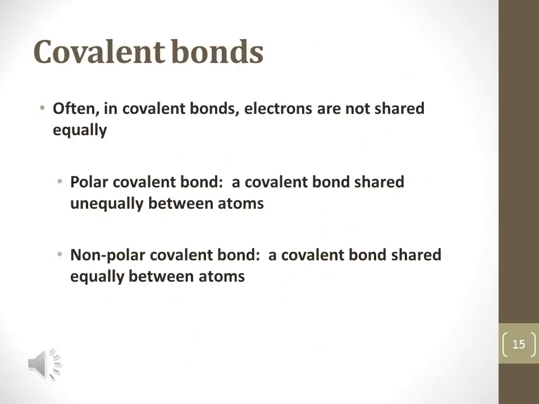When atoms are covalently bonded and one atom is more strongly attracted to the shared electrons, the electrons are shared unequally. Bonds formed by electrons that are unequally shared are described as polar. Bonds formed by electrons that are shared equally are known as nonpolar.